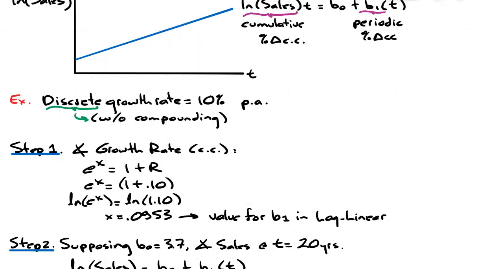And here's the example that I promised you. Suppose that we're told that the discrete growth rate in sales is 10% per annum. What does discrete mean? It's the growth rate without any compounding. So this is just the annual rate. Think of it this way, compounded just once.